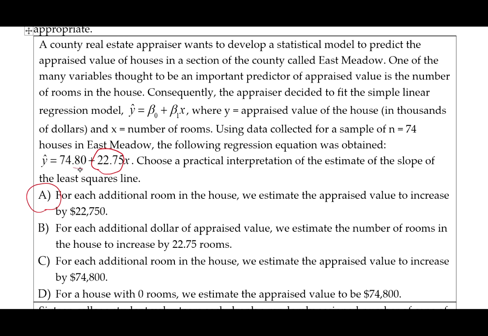And then D, for a house with 0 rooms, we estimate the appraised value to be $74,800. Answer D is actually the interpretation for the y-intercept. The y-intercept gives us the expected or estimated value of y when x equals 0.